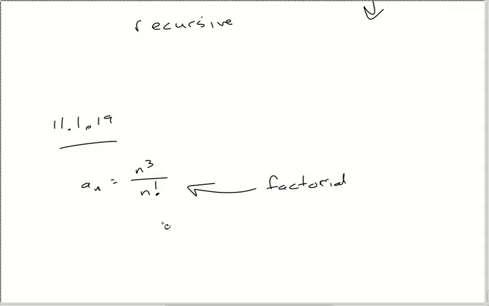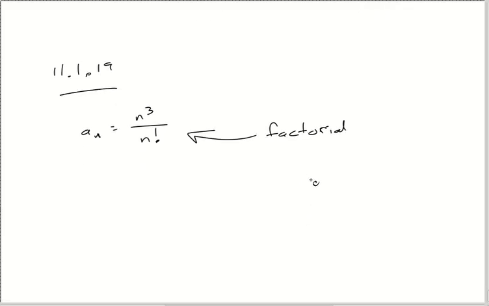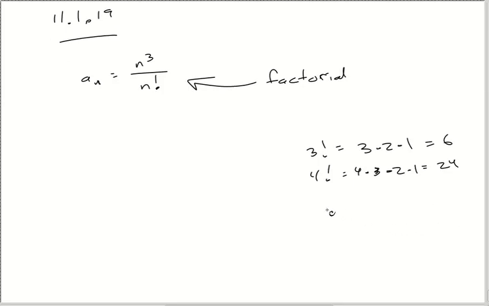And its notation is with a little exclamation mark. Let me give you some examples of what factorials will look like. So let's start with 3 factorial. 3 factorial, well, that's 3 times 2 times 1, which makes 6. 4 factorial is 4 times 3 times 2 times 1, which makes 24.